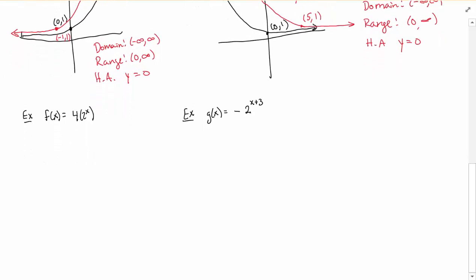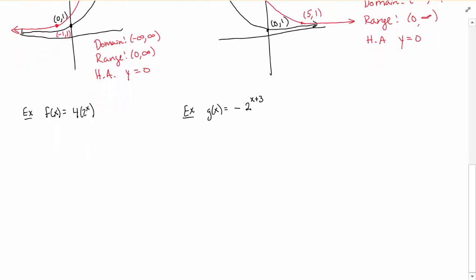Okay, how about, let's see, 4 times 2 to the x. So 2 to the x is the toolkit function I'm starting with. 2 is bigger than 1, so give or take, I'm starting here. Goes through the point 0, 1. And now I multiplied by 4 on the outside, so I'm going to multiply all my y values by 4. So 0, 1 is now going to be 0, 4 because 4 times 1 is 4.